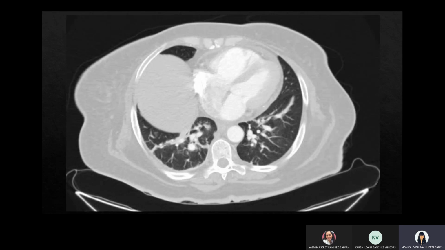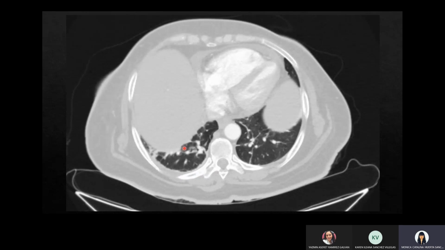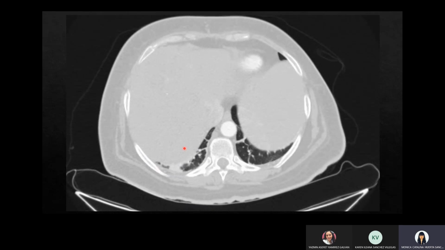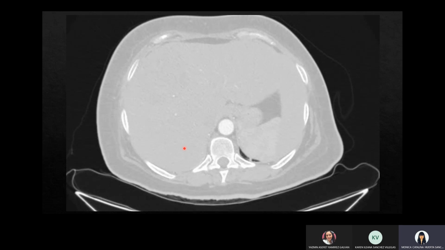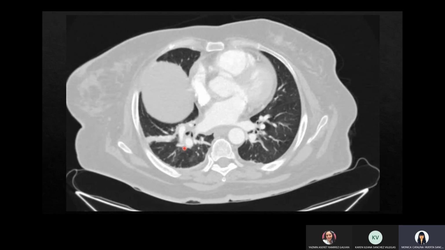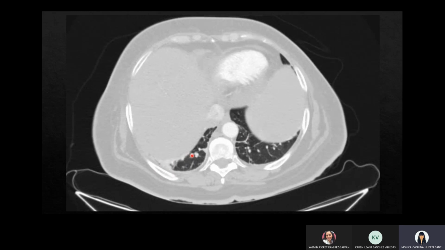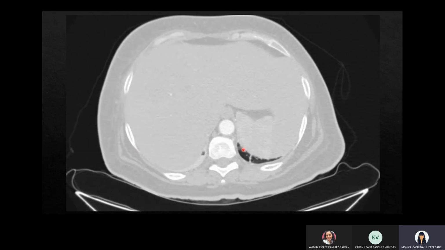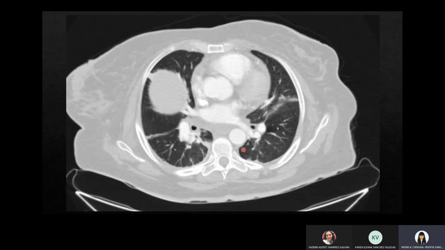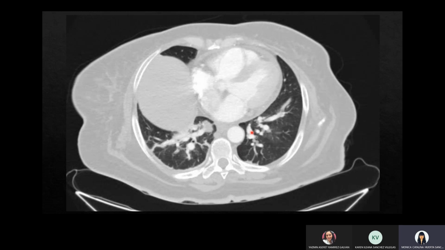So here we have an abdominal contrast CT scan of the patient, and we are seeing a lung window. As we can see on the lower portions of the lungs, we can appreciate some atelectasis on this patient and no other findings whatsoever.